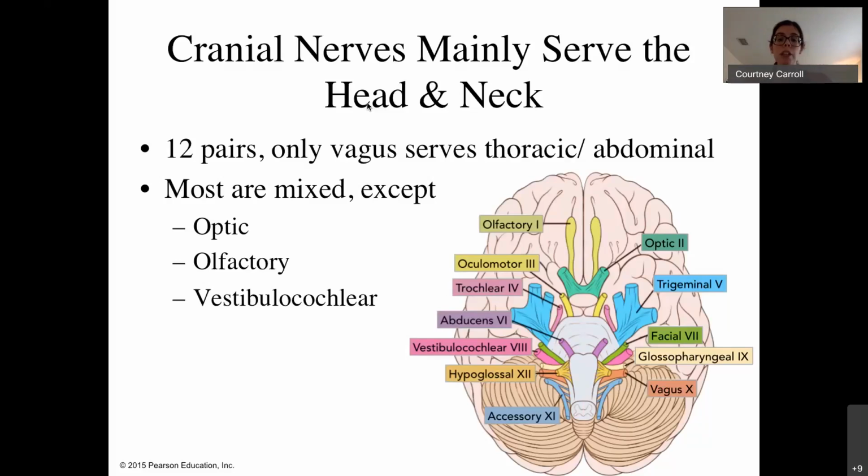So we're going to briefly go through all 12 of our cranial nerves, but those are the pieces of information that I want you to know about your cranial nerves. So what their name is, what their function is, and whether they are sensory, motor, or both. And most of them are both. It's the major category, but there are some exceptions to that.